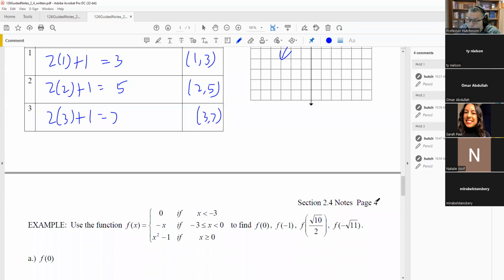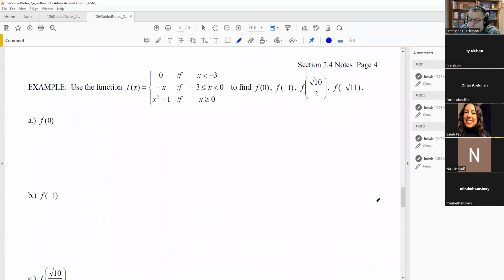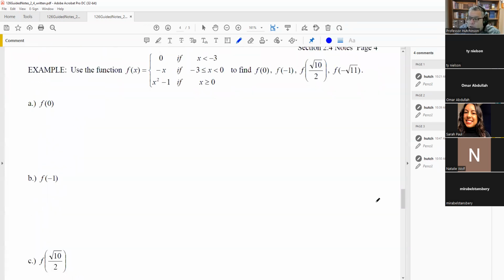I do want to do one more of these. So I'm going to do one more that has the 3 pieces on this. So we have these 3 pieces, each of these here, and we want to evaluate these. So we're going to go ahead and answer those 3 here. Now this is a little bit different. We haven't seen one like this before.